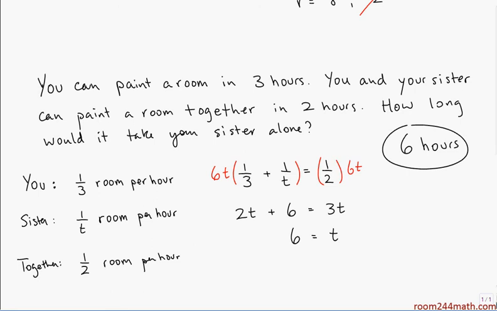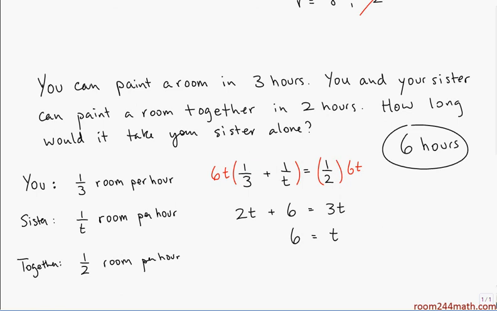Now, at first, this almost seems too much. It seems a little bit counterintuitive. But if you think about it, you know your sister has to be slower than you, because if your sister could also paint a room in 3 hours, then presumably it would take half as long for you to finish a room. In other words, together you could finish a room in an hour and a half. But since it's taking 2 hours, you know your sister has to be slower than you. And so 6 hours, perhaps not unreasonable. It certainly fits the equation. If you go back and plug 6 into the equation, it works fine.